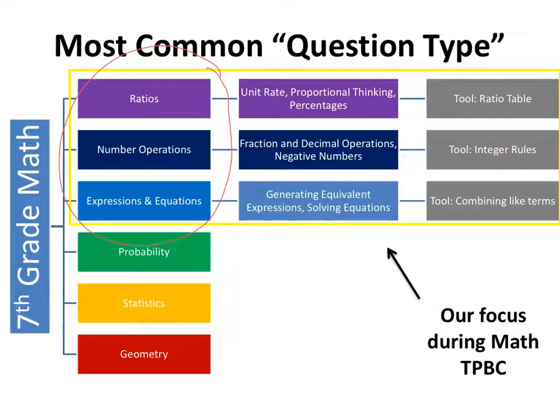So for example, if you see a problem that talks about rate or percentages, you know that's a ratio problem, and you probably could use a ratio table. But if you saw a problem with expressions or solving equations, you know that's an expressions and equations problem, and you probably could use combining like terms. So let's actually apply this to a problem and use our strategic math plan at the same time.